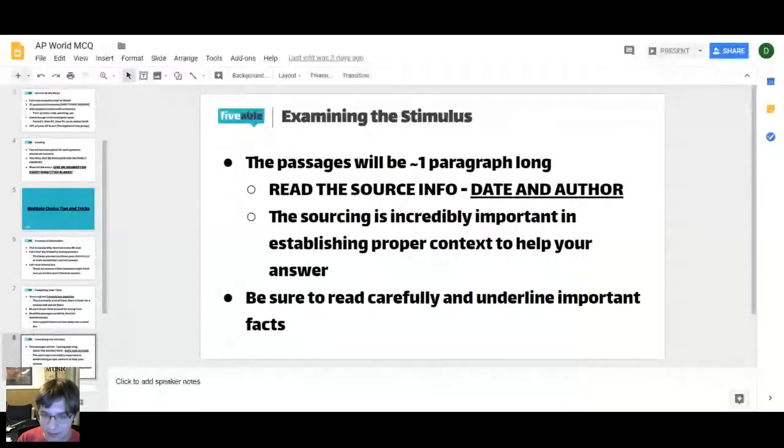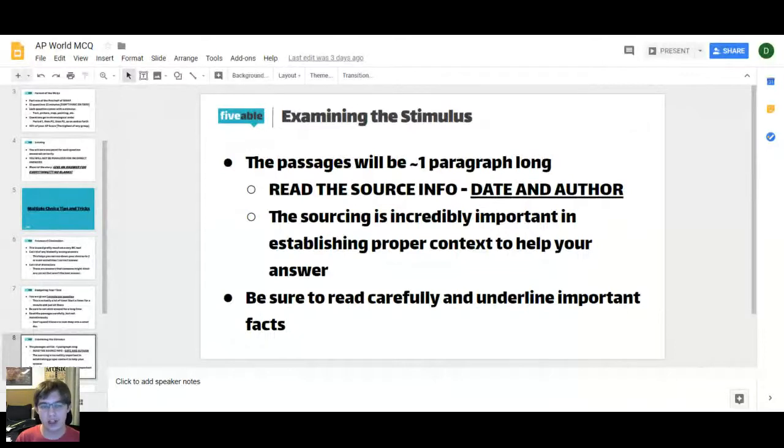So, buckle up. The passages are what we're going to be going over first. The passages are usually going to be around a paragraph long. Sometimes you'll get poems or stuff like that, but it's never too long. It's usually manageable. Read the source info. I see a lot of people screw that up. Read the date and the author, because that can really influence your decision, because the sourcing is incredibly important to establishing proper context to help your answer.